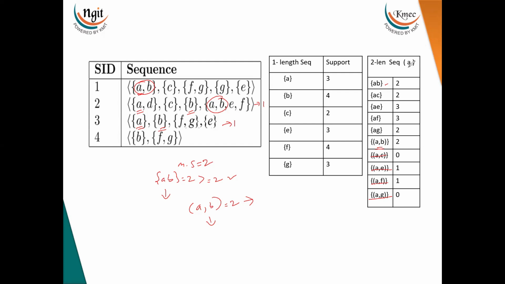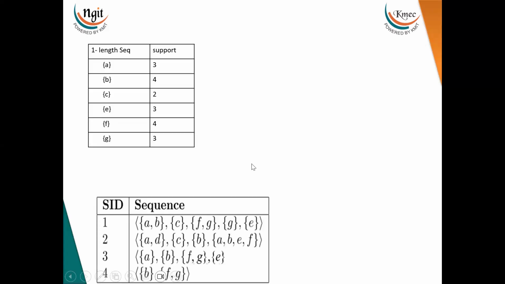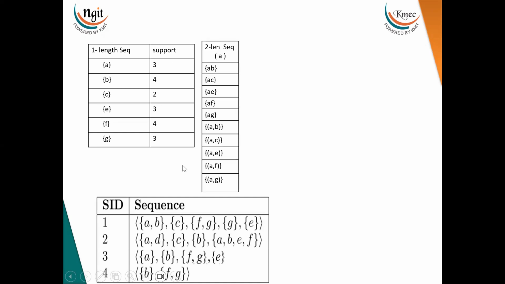This is created only for A. Now we need to create it for the other elements B, C, E and all. So let us see that. If we have A, B, it means that A is in one sequence and B is in another sequence. If you write BA, B will come first, then A will be the next in order, right? When it is AB, A will be first in order and B next. So these are not equal. But when you represent them in braces, they will be in the same sequence. So A comma B and B comma A are both equal. And finally, the one-length sequence is this, which is obtained.